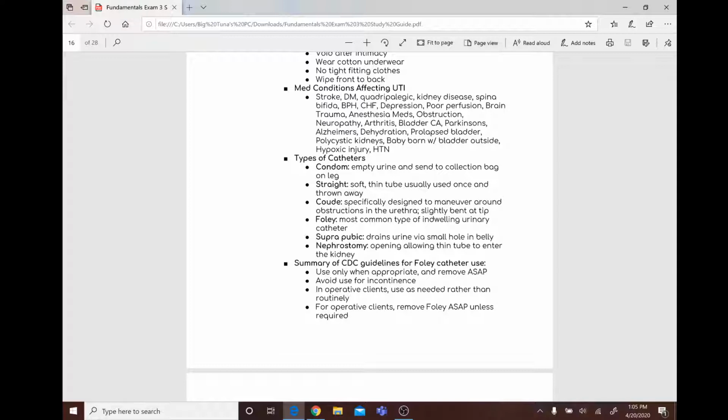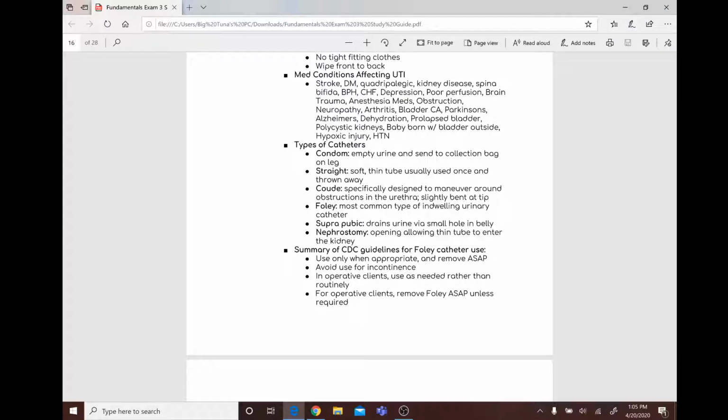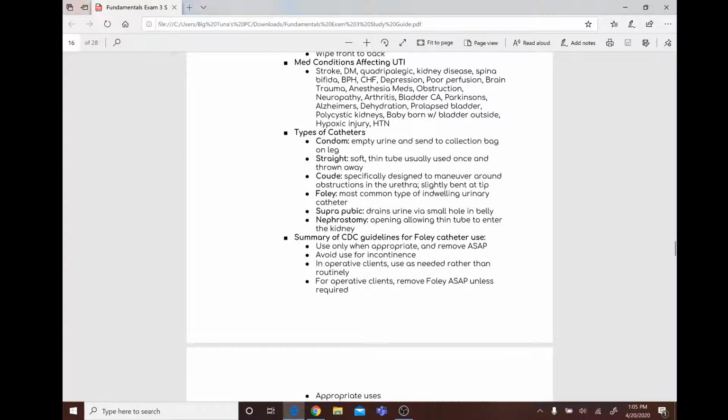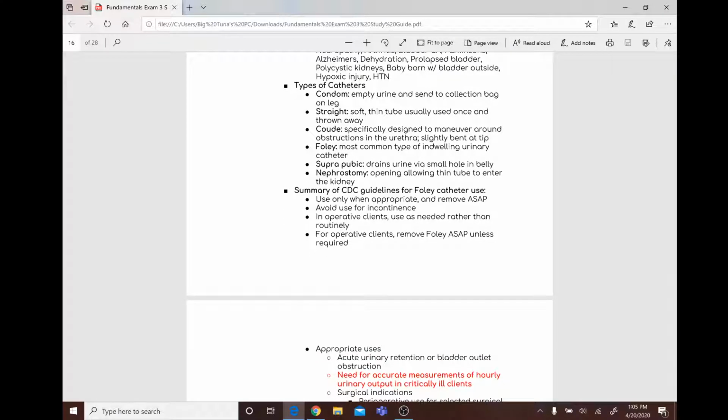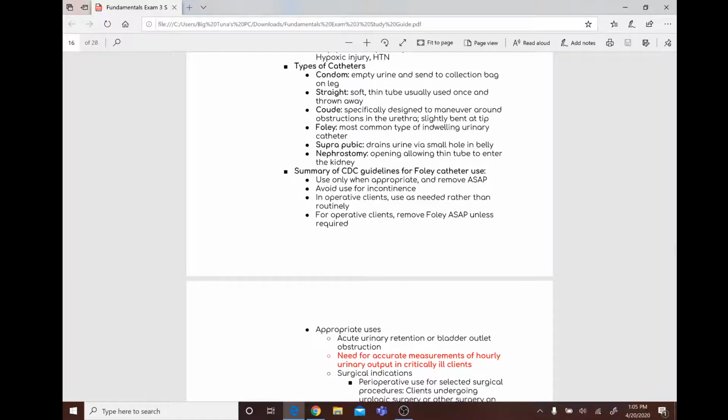What is a suprapubic cath? Drains urine via small hole in belly. What's a nephrostomy? Opening allowing thin tube to enter the kidney. All right.